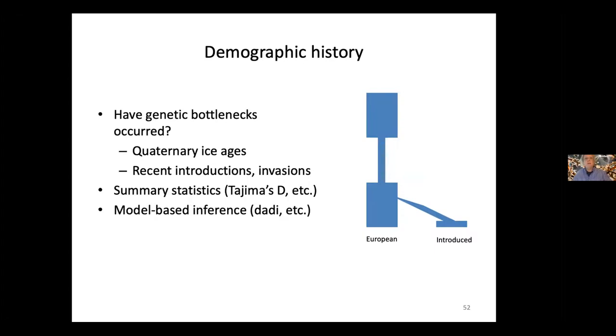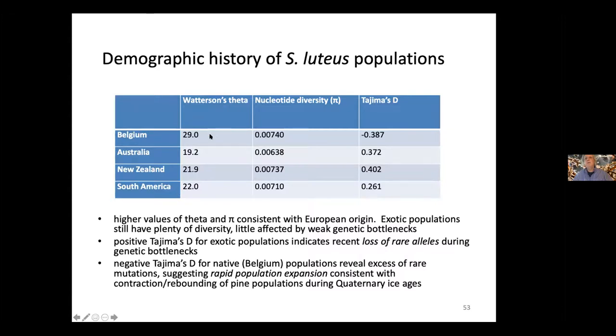We know that European populations must have experienced quaternary ice ages and contractions in the range of pine species, followed by recent reinvasion of pines into Europe. And of course, we know that many of these other introductions and invasions are much more recent. So we're using statistics such as Tajima's D here and other models to try to infer how much genetic diversity has been introduced and how much of it has been lost through sampling effects, through bottlenecks. And as you can see here, the single Belgian population here has the highest theta and nucleotide diversity levels, but they're not really that much higher than the levels we observe for New Zealand, for example.